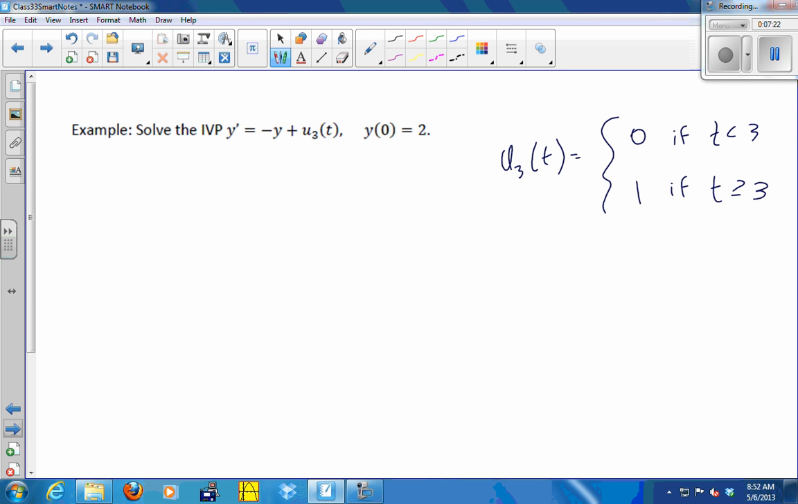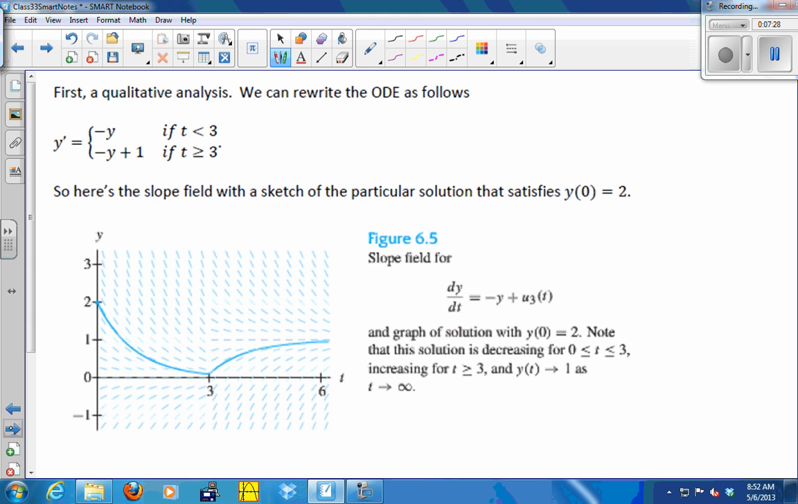And I have an initial value. But before I start trying to solve it, I'm going to solve it with a Laplace transform. But before I do, I just want to do a little qualitative analysis. Because it's an autonomous differential equation, I can get its slope field.